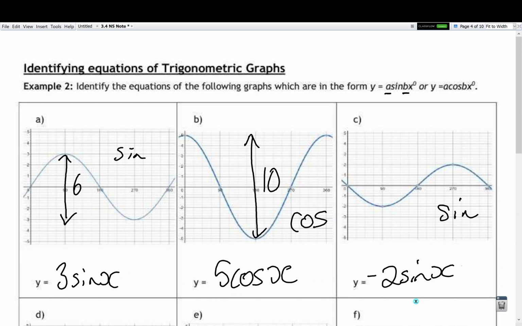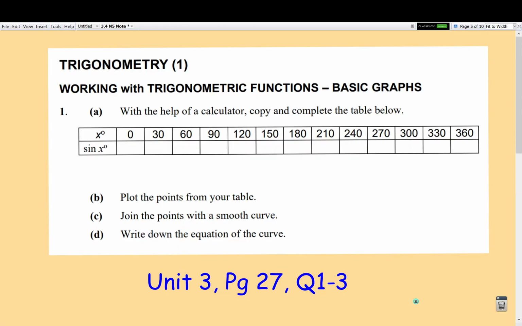Okay, so we're going to stop the notes there, and you're going to try some questions for yourself now. First one is Unit 3 booklet, if you can get those out. It's page 27, and it's questions 1 to 3. So this is just going to be 3 questions, just drawing your own version of the sine graph, the cosine graph, the tan graph, using quite a lot more angles to give you a more accurate curve.